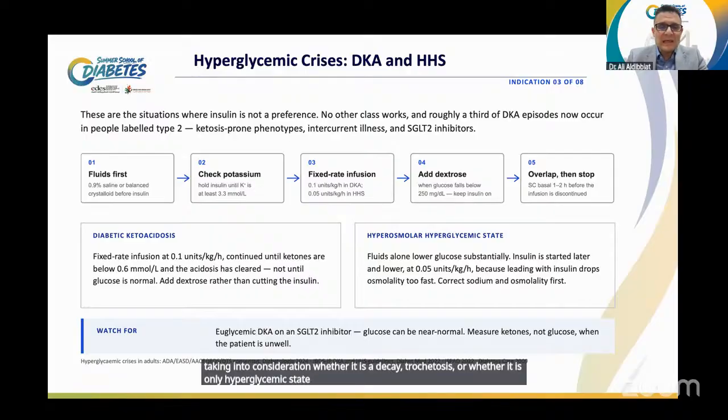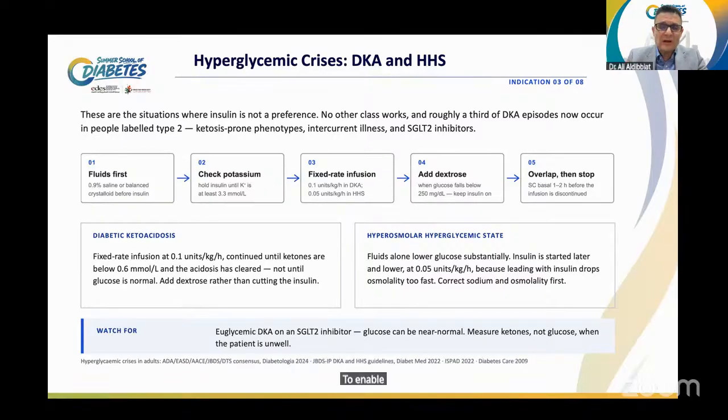Because if it is DKA, then the treatment usually starts with 0.1 unit per kilogram per hour as a fixed dose to allow glucose to come down nicely and gently. But if it is HHS, we need to go even slower to avoid the osmotic change in the brain, the potential damage, where the dose is 0.05 unit per kilogram per hour to enable the drop of glucose gently instead of the big shift in glucose.